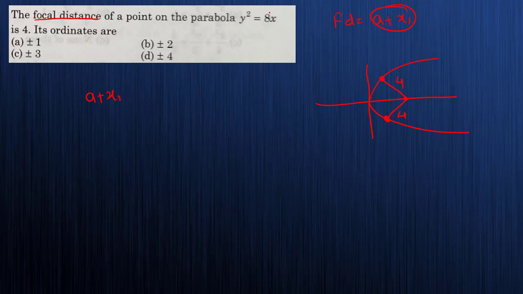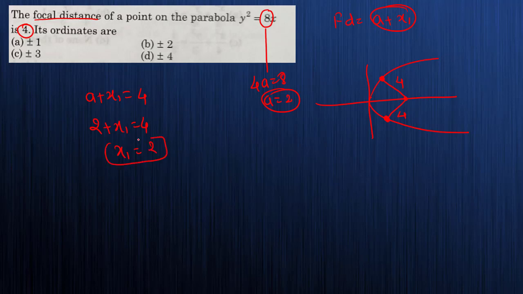So what is the value of a from this parabola equation? It is 4a is equal to 8. So how much did a come to? a came to 2. So it is a plus x1, this focal distance they have given is equal to 4. So a is 2, 2 plus x1 is equal to 4. So how much did x1 come to? x1 came to 2, 4 minus 2 is 2.